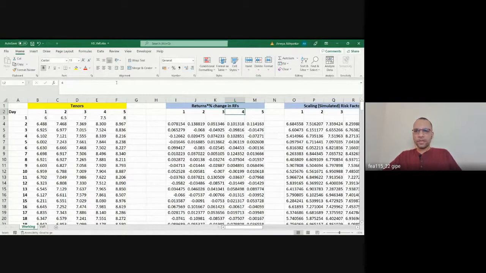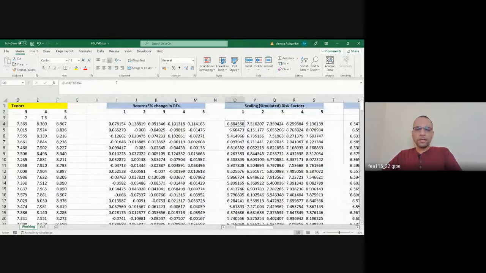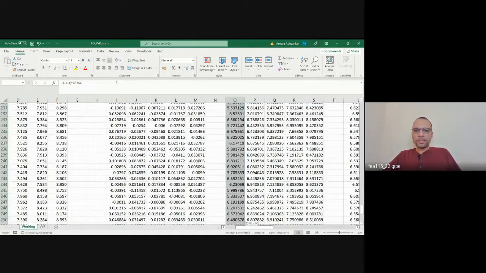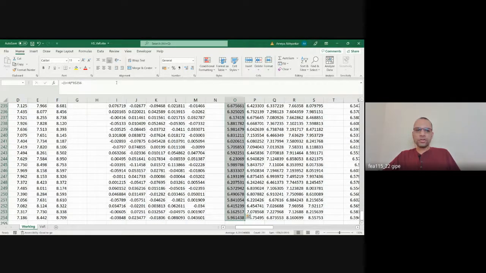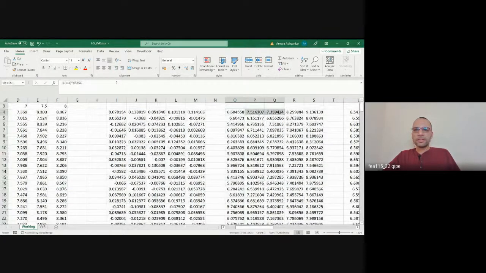Or when I say returns, you can also say percentage change in risk factors, something which we said yesterday. Then I need to do the scaling of risk factors, because finally we need to relate these changes in risk factors to what is happening today, right? Because we are interested in the scenario today. That's why this kind of scaling is required, which is nothing but creation of simulated RFs or simulated risk factors. You can also imagine that these are the same scenarios which we had called. So we had 251 scenarios. You can imagine this is scenario 1.